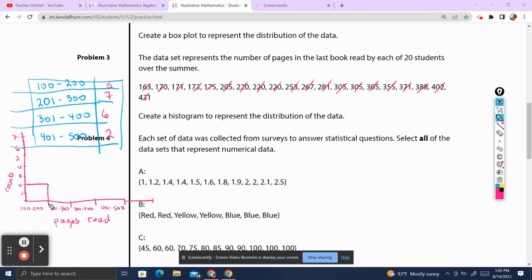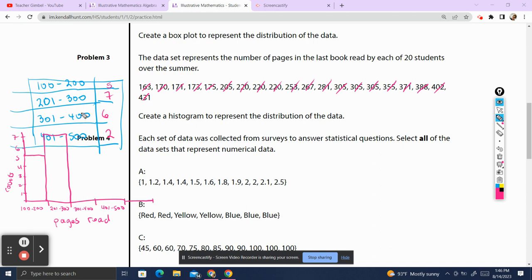I just made a mistake. So I saw 2 and I put it as a height of 2. That's not correct. Because in this case, the number of students that read between 100 and 200 pages, that's 5 students. So I'm going to draw a box of 5. The number that read between 201 and 300 was 7 students. That's why that box goes all the way up to 7 for 201 to 300.